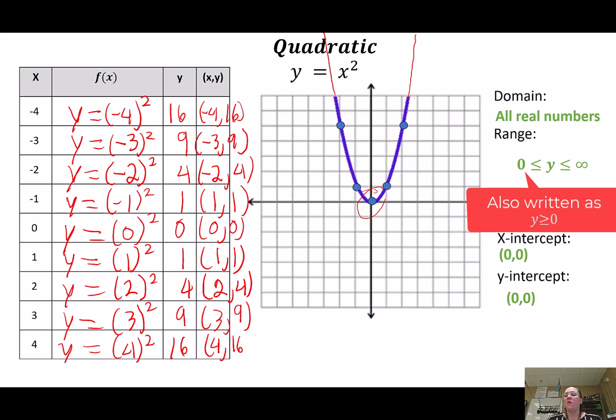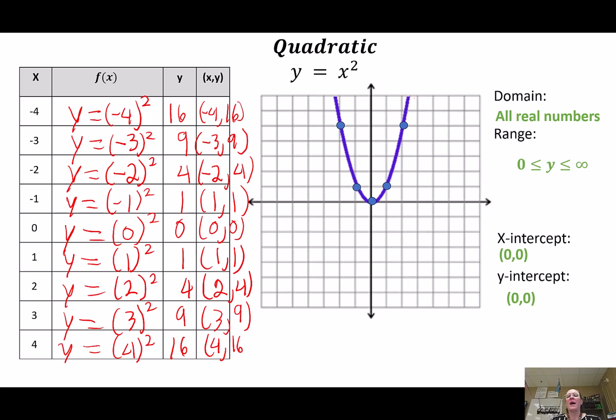All right, so that is all for this. These are the 3 parent functions we're going to be dealing with and how they shift on our graph. So we will look at a little bit more of that in the next couple activities and in the next lesson.